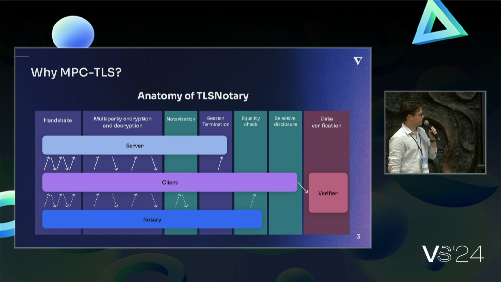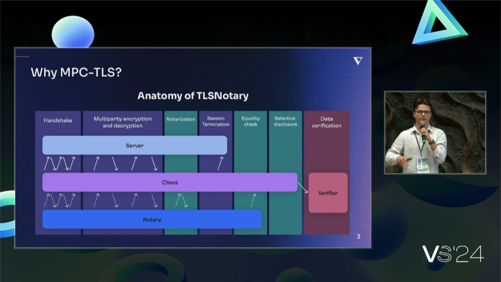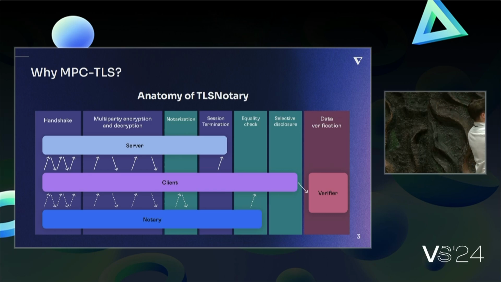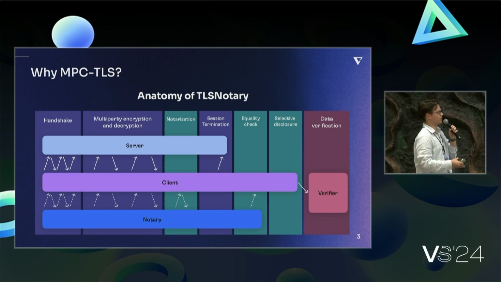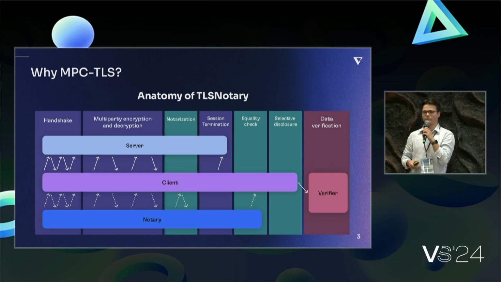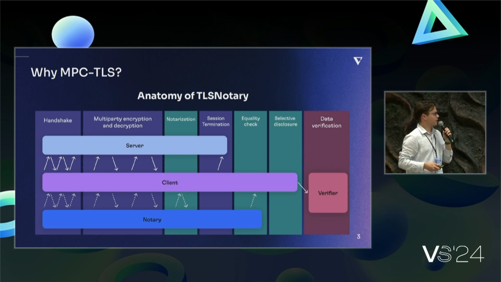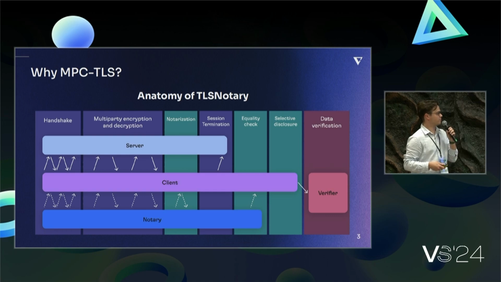So we have new colors over there. Most importantly, there comes a third party to the game. We call him the notary because he is responsible for signing the transcript in the TLS session. So the whole signature thing happens in the multi-party encryption and decryption phase, then notarization. The session is terminated. We check equality. We check the security of the protocol, and we can deliver the data to be verified at an external verifier with this signed transcript, so it's easy to verify.